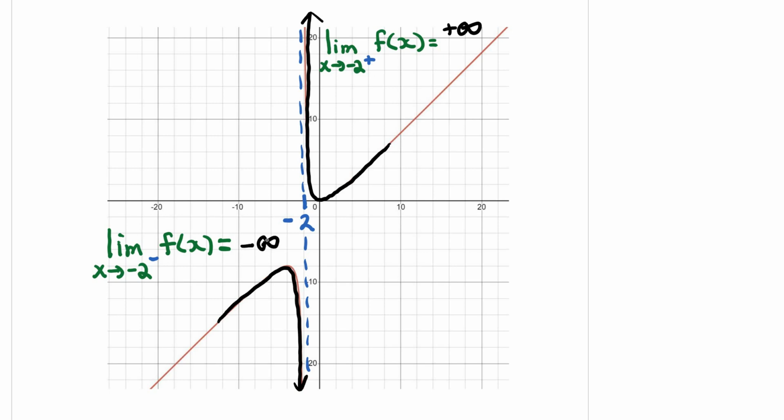So that right there is just a little diagram, a sketch of the graph that shows you what these results mean when we graph them, right? Okay, so that's it for that first question. Now let's move on to the next question.